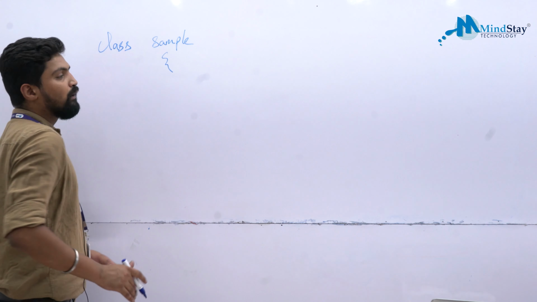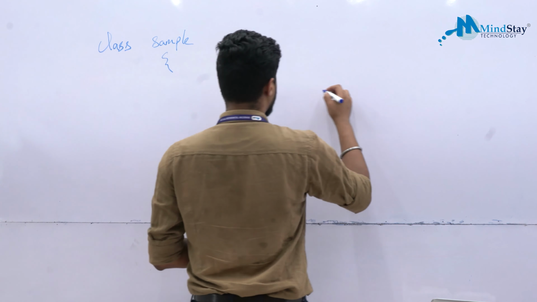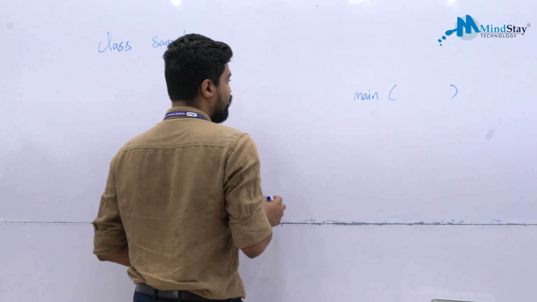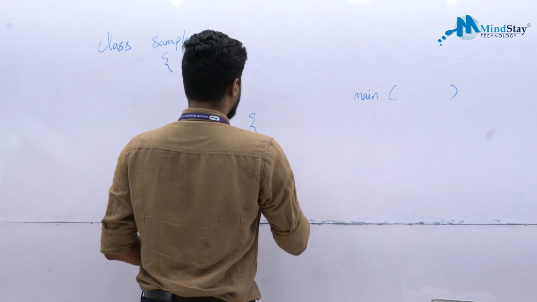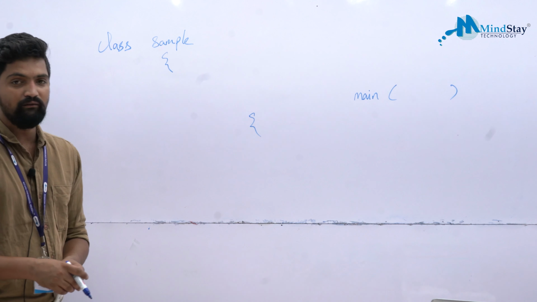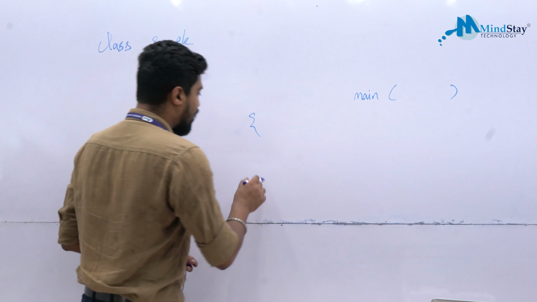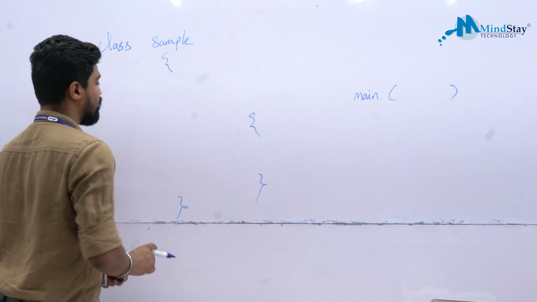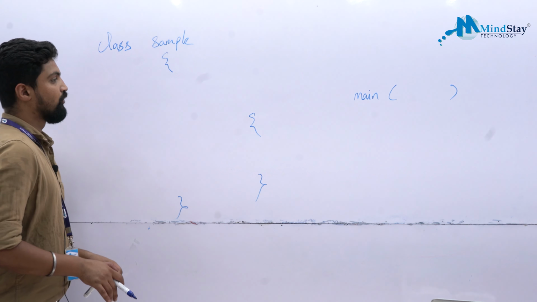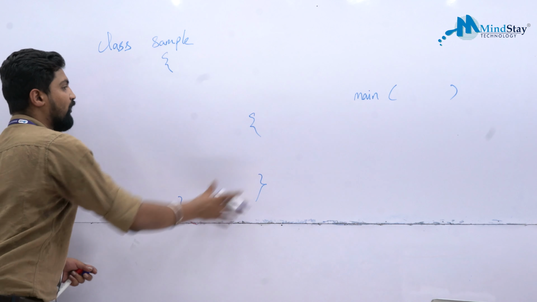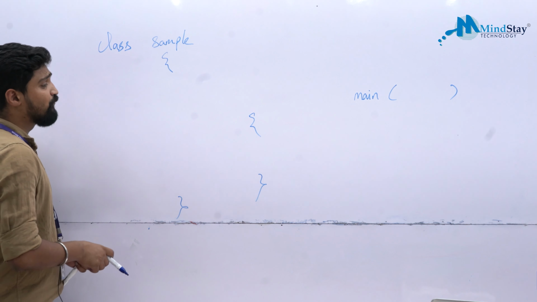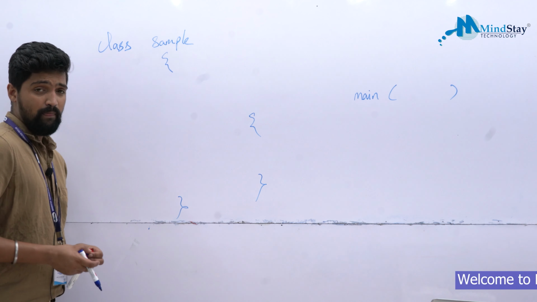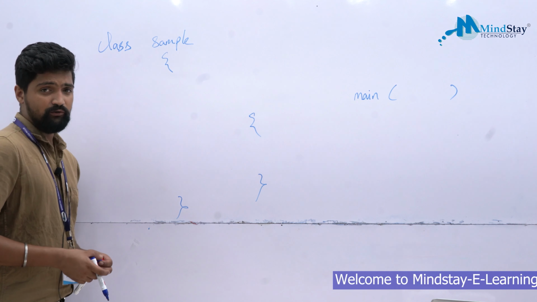And then I'll have my main function inside. Let me write it somewhere here. I'll have my main function here. And then I'll again use my separator, and I'll have a statement inside this block. I'll close my separator for the main function, and I'll close my separator for the class. So this is a basic look of it. Now there are a few things that we have to do.